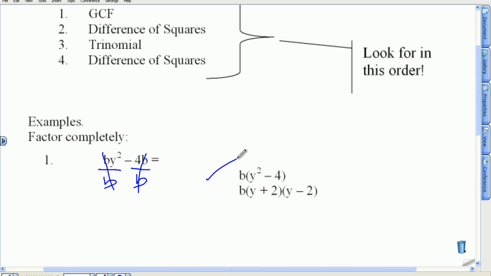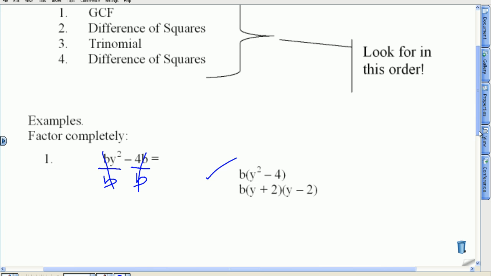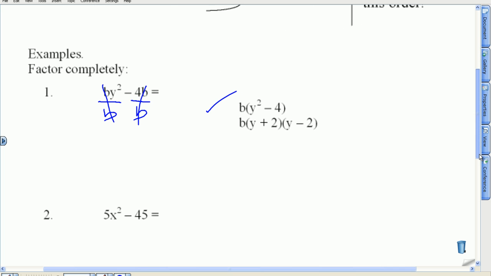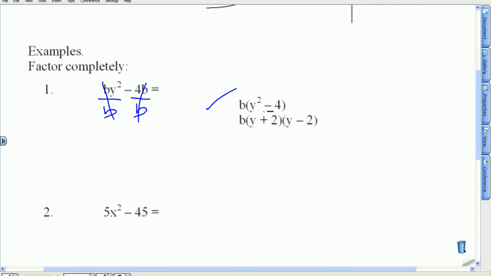Y squared minus 4 is difference of two squares. Y squared is a perfect square, 4 is a perfect square, and there's a minus sign in between them. We take the square root of y squared, it's y. We take the square root of 4, it's 2, and then we put in plus minus. This is the factored form of by squared minus 4b, factored completely. We can multiply all that back together to check our work, and we will get the original expression back.